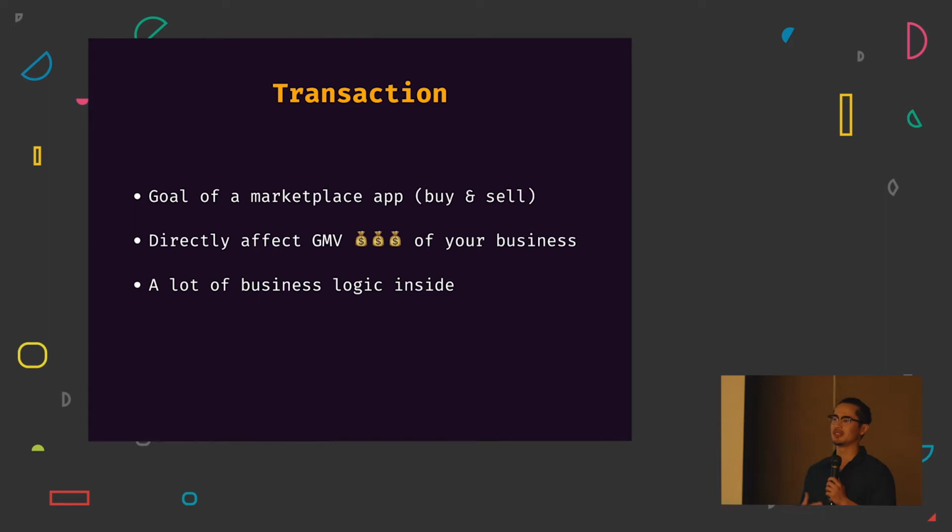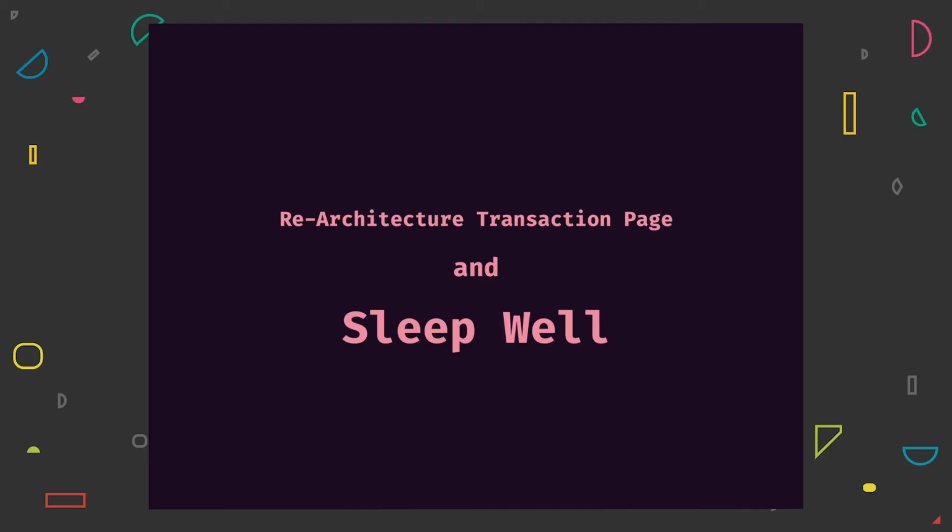And third of all, normally this transaction page will involve a lot of business logic, because you may cooperate with your delivery companies, some third-party companies, and you may sell different types of items. And those different items may need different customized user flows. So that's what makes this transaction page complicated. So today I would like to share how our company is doing re-architecture on this transaction page, and at the same time sleep well.